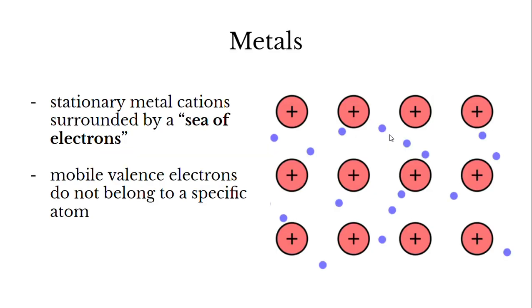Metals. In a metal, there are a bunch of stationary metal cations and they are surrounded by a sea of electrons, which is a bunch of mobile valence electrons that move around and they don't belong to a specific atom.